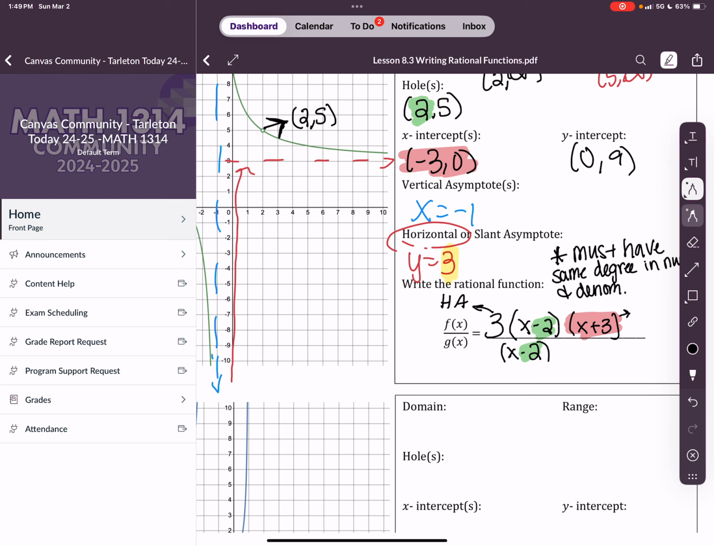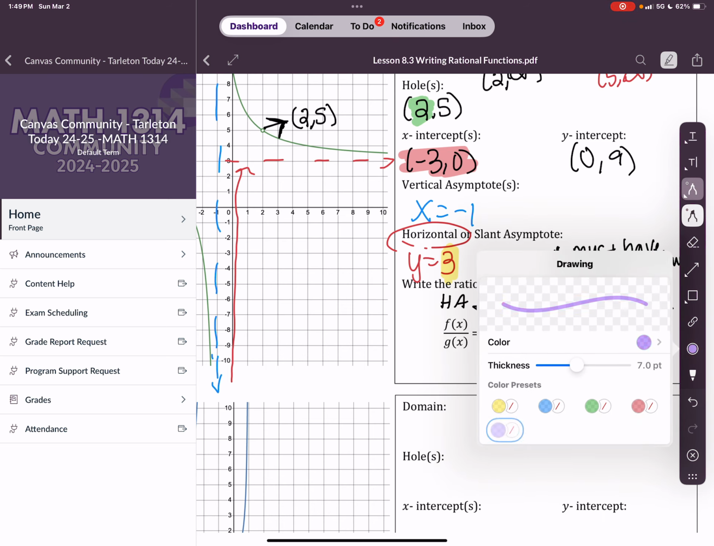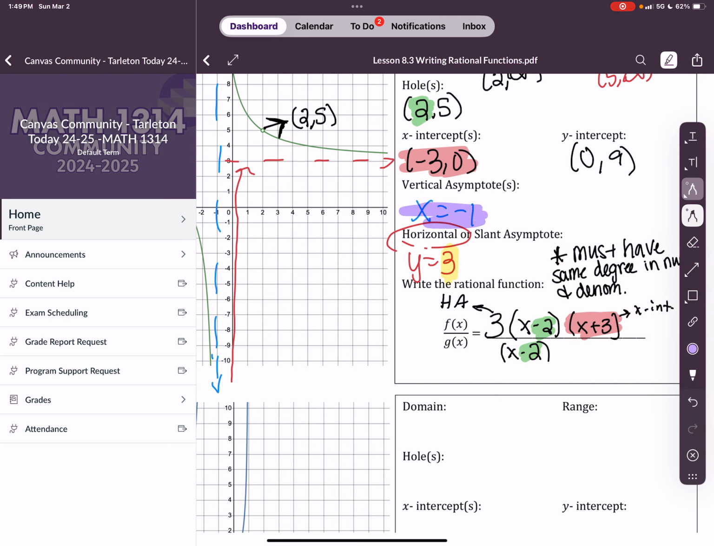So that is your intercept. There we go. And then the last thing that needs to go on the bottom of our function here is our vertical asymptote. We need to take that into consideration. So my vertical asymptote, if it's x minus 1, the way I would write that as a factor is x plus 1. Okay, and so that is my vertical asymptote.